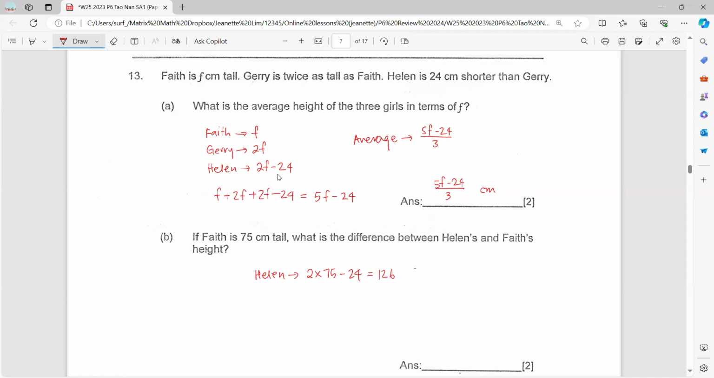This will be 126. So the difference between Helen and Faith will be 126 minus 75. Answer 51 cm. 51 cm is the difference.